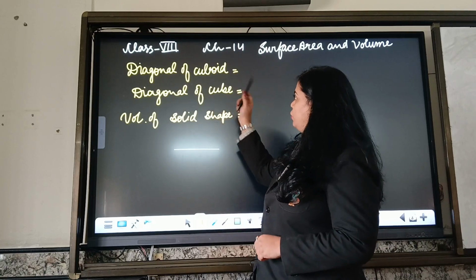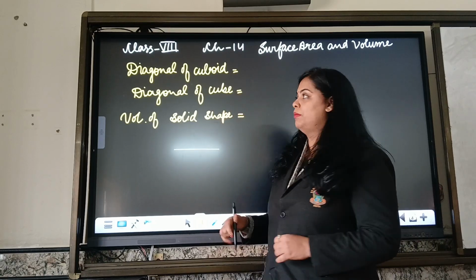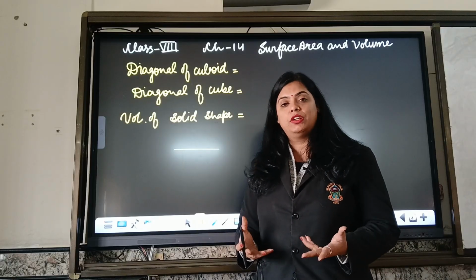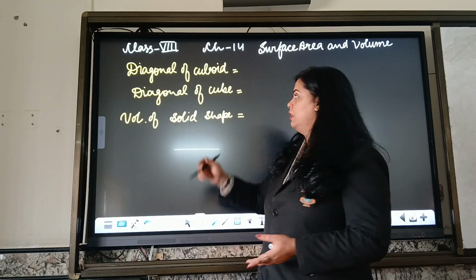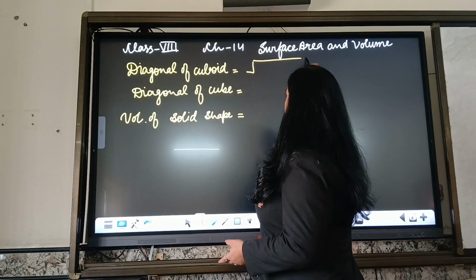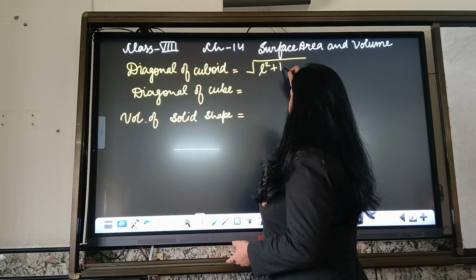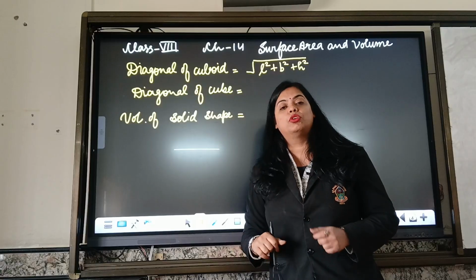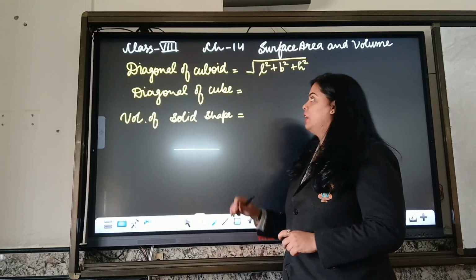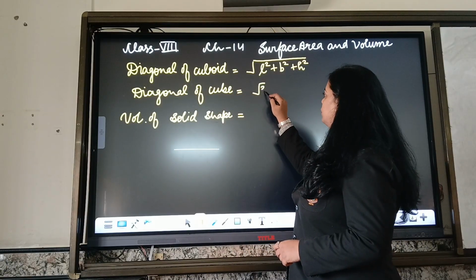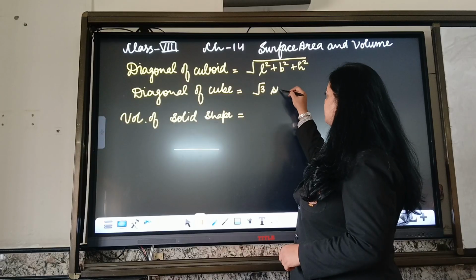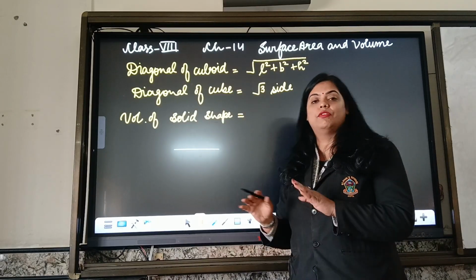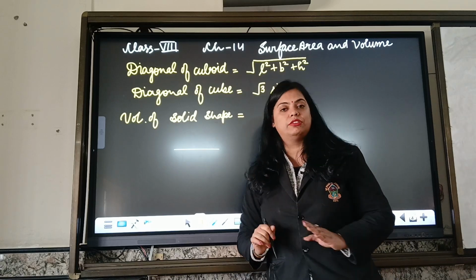Here, the diagonal of the cuboid. Diagonal of the cuboid means the longest rod which I can place in the cuboidal room. How to find the length of this kind of rod? There is a simple formula: under root L square plus B square plus H square. Similarly, for a cube, how will you find it? It is root 3 times the side of the cube. This root sign is only on 3, and the value of root 3 is 1.732.